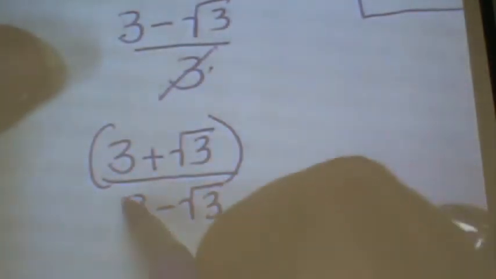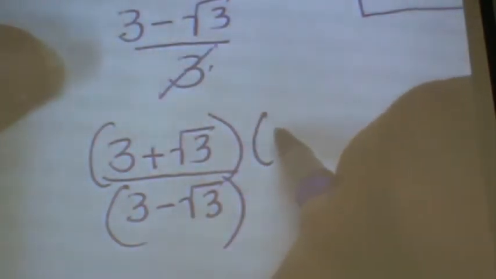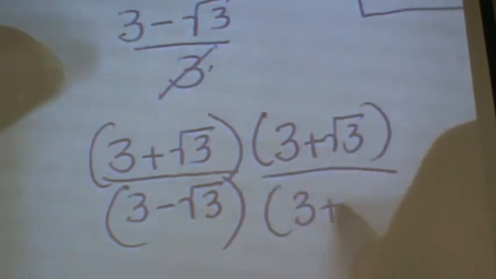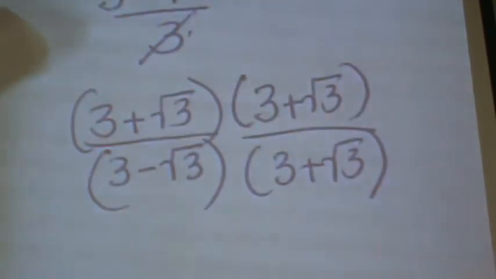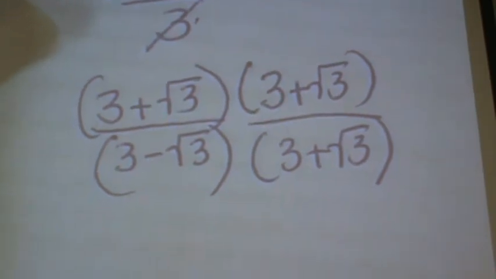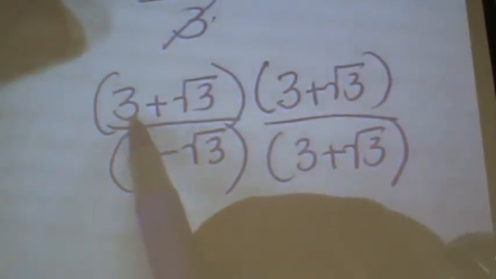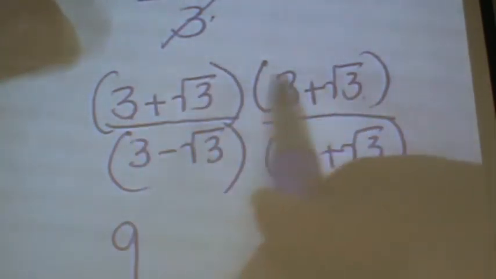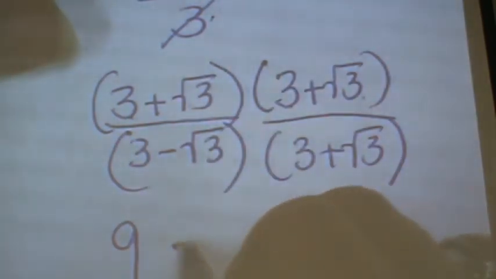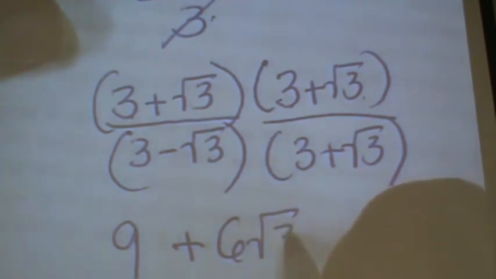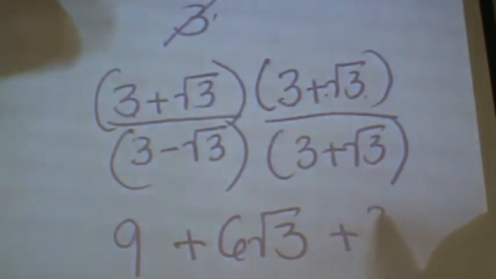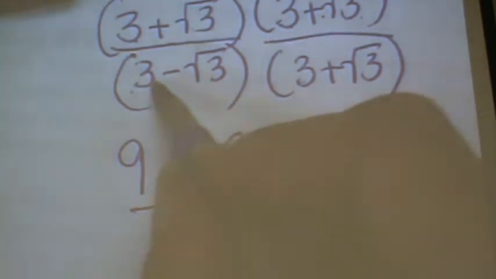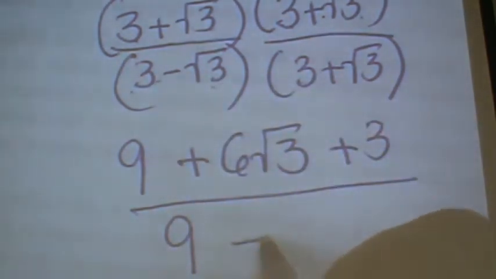How do you rationalize this denominator? What do you multiply by? 3 plus root 3. Okay? Now let's FOIL. 3 times 3 is 9. Then we have 3 root 3 plus 3 root 3, which is 6 root 3. What's root 3 times root 3? 3. And then the bottom, you have 3 times 3 is 9. The middle two cancel out, and then you have minus 3.